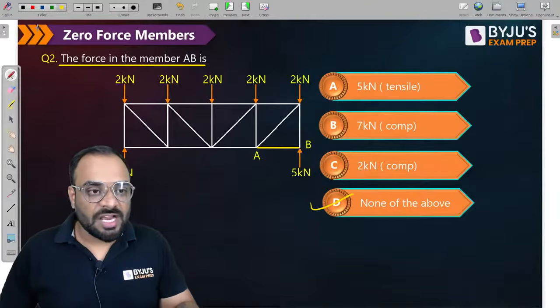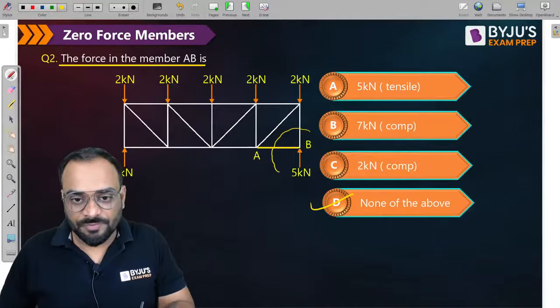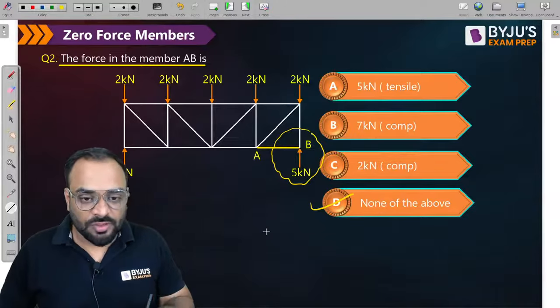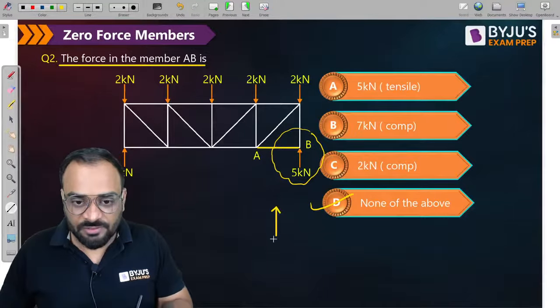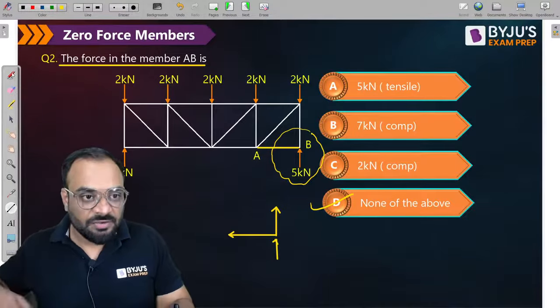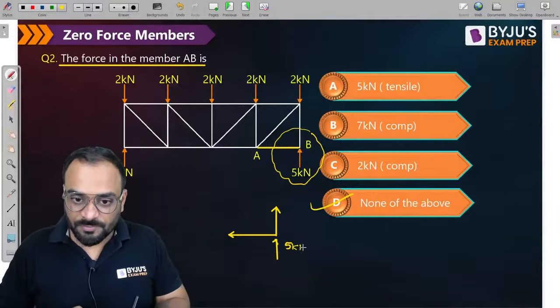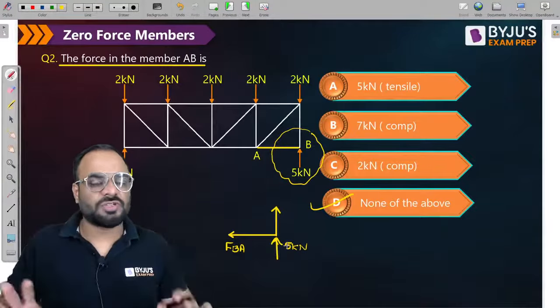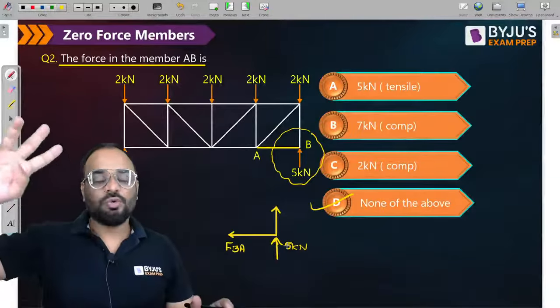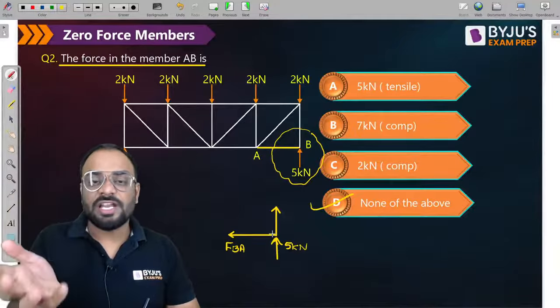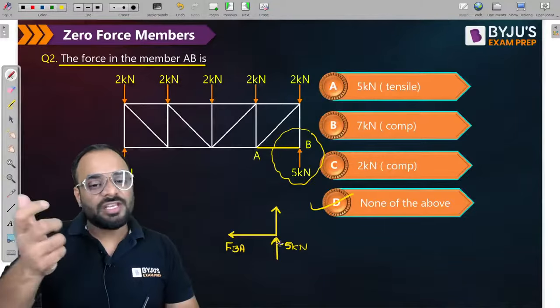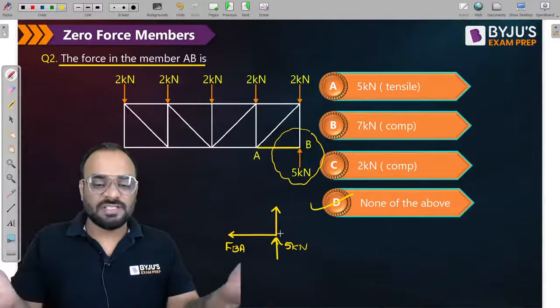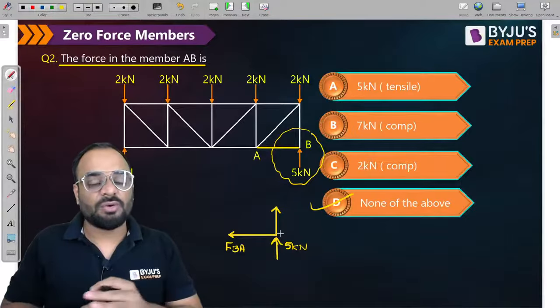So first of all, kindly break this particular joint from joint B and try to draw the free body diagram again. Let us consider this is one member, and this is another member. This is our support reaction, which is 5 kilonewton. Let us suppose this force is FBA. At this particular junction, it is not possible to apply the concept which we have discussed, like two members meeting, because at this joint we have an external support reaction. But still we can find out the force in member AB.